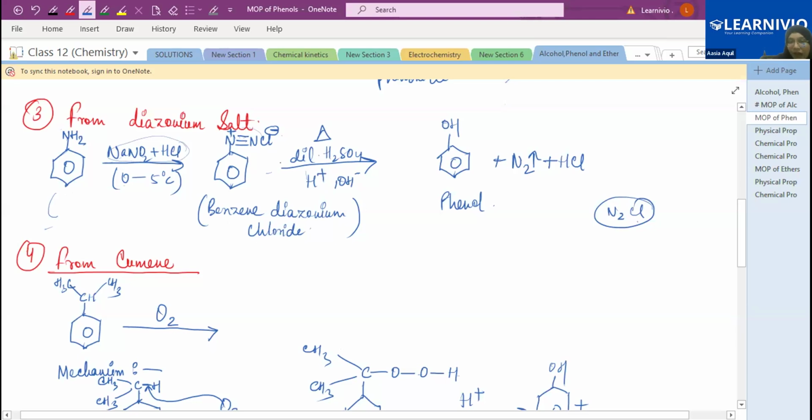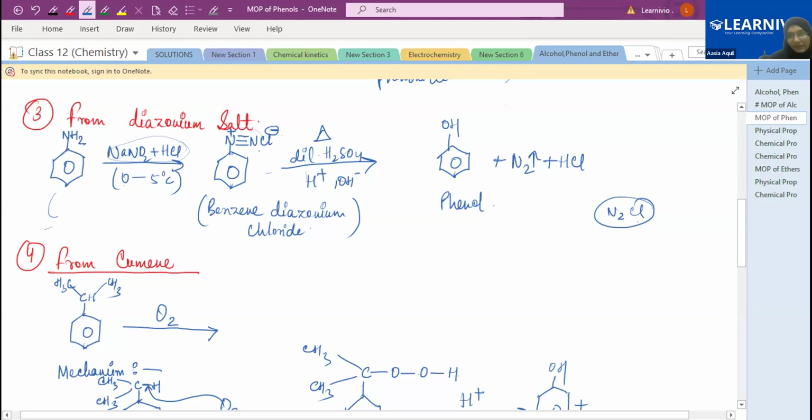So this is a benzene diazonium chloride. This nitrogen has a plus charge, because it can only form three bonds. The valency of nitrogen is three, so it can only form three bonds. But there are one, two, three, four bonds. So there will be a positive charge on the nitrogen, and on the chlorine there will be a negative charge.